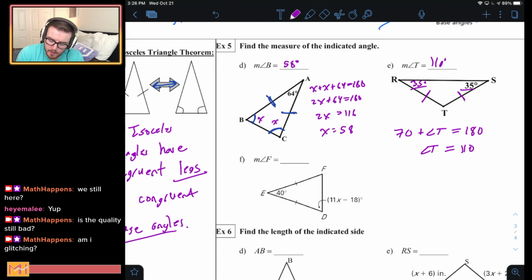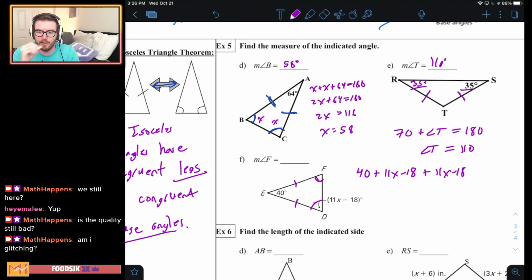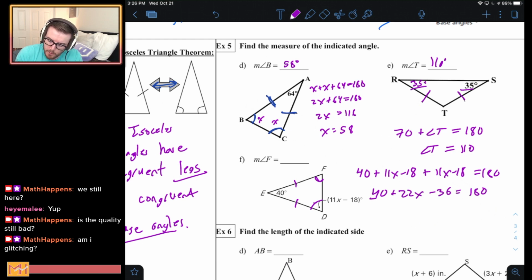One more time with angles. If the legs are the same, the base angles are the same. So 40 plus 11x minus 18 plus 11x minus 18, because these two angles are identical. Add all three together, and you get 180. So 40 plus 22x minus 36 equals 180. 40 minus 36 is 4.